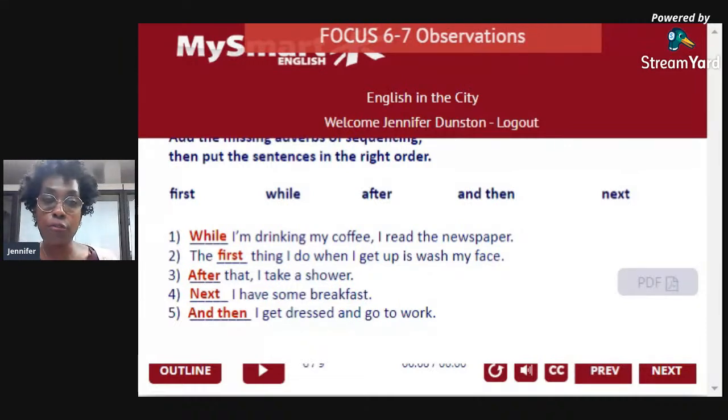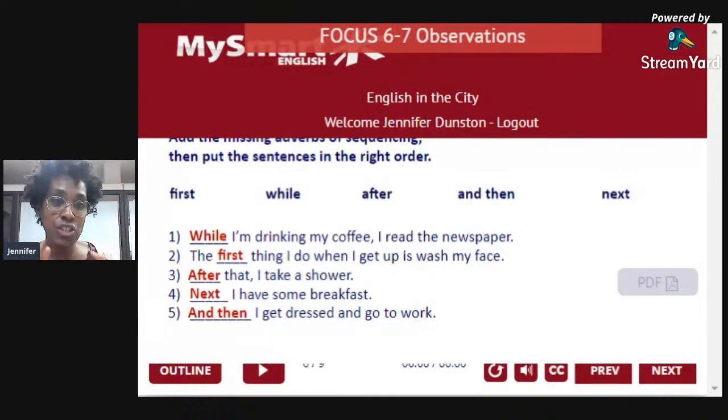Okay, so these are our 5 sentences using the adverbs of sequencing. While I'm drinking my coffee, I read the paper. These are 2 actions that are happening simultaneously. The first thing I do when I get up is wash my face. So we already have something that's at the top of the list, the first thing that we're doing.